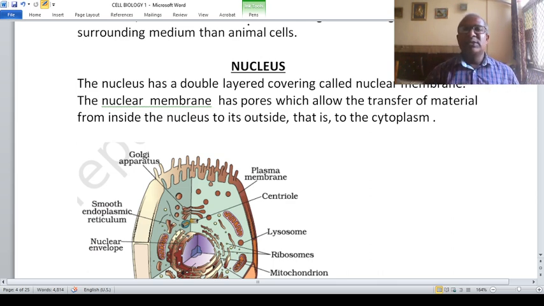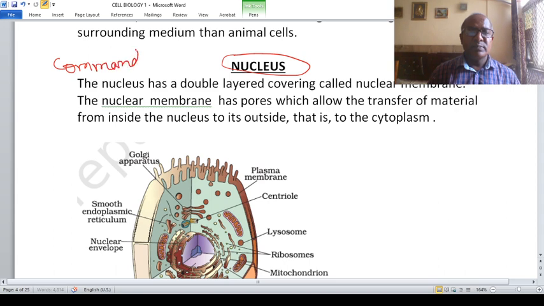Nucleus is the command and control center of the cell. So it decides what to do and what not to do. So nucleus is the command and control center.